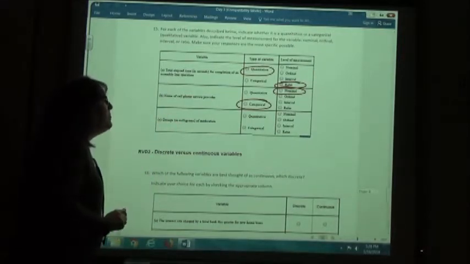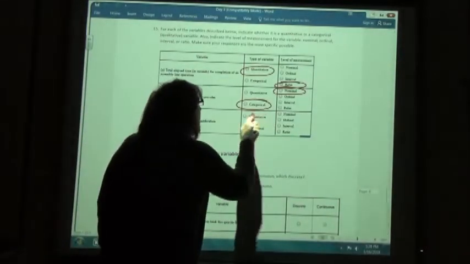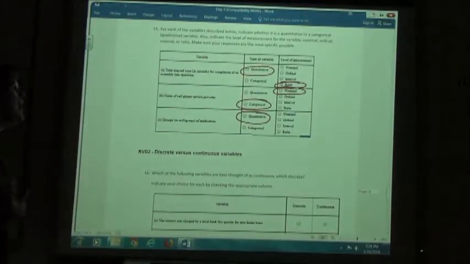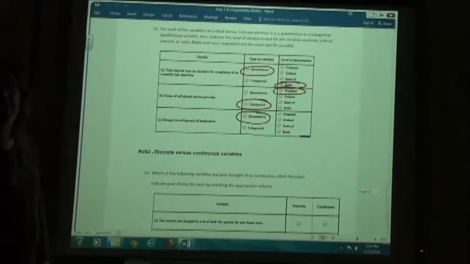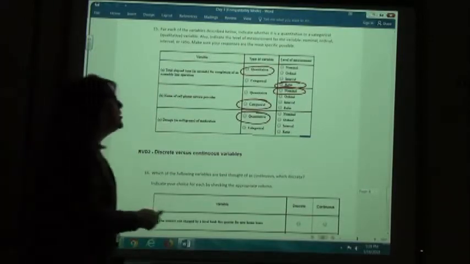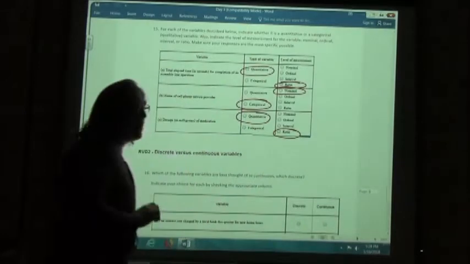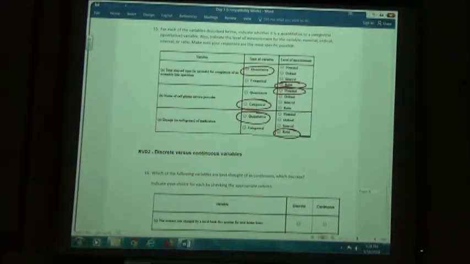Dosage in milligrams of medication. Again, if I'm giving out medication, it's going to be in a number, in milligrams, quantitative. And in this case, again, I'm not going to be able to give a negative amount of medicine, so it's going to be the ratio. There is a meaningful 0. 0 is the lowest amount I can have.